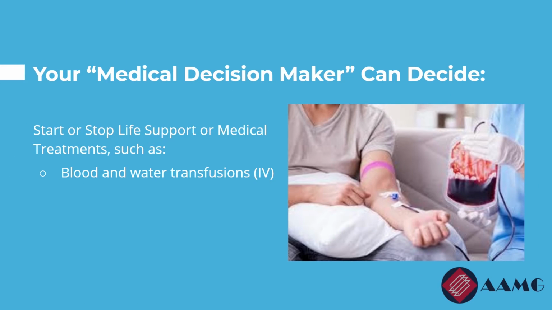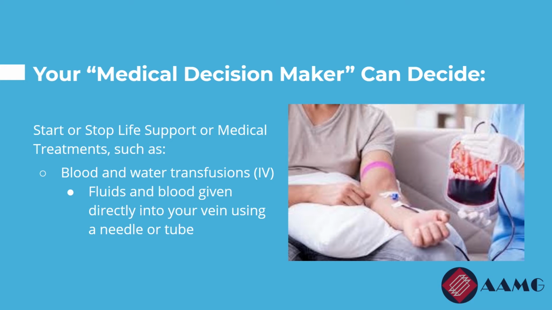So the medical decision maker also can decide whether or not the person should get IV, like blood and water transfusion. Can you explain a little bit about that? So for intravenous therapy, also known as an IV, this is a type of therapy where it's commonly used for blood and water transfusions. So fluids and blood are given directly into your vein using a needle or tube.